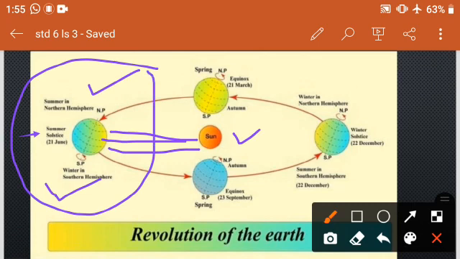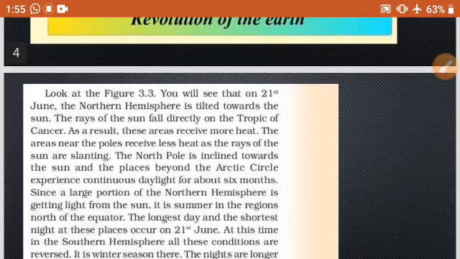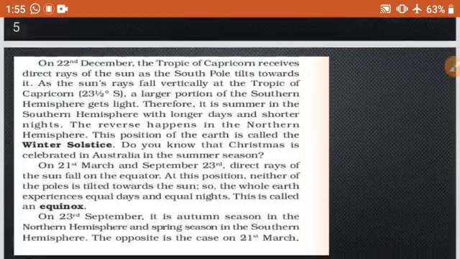When the north pole is getting a lot of heat and the south pole is receiving less heat. And this is experienced for about 6 months. So, this is called as summer solstice. It takes place on 21st of June. It is summer in the northern hemisphere and it is winter in the southern hemisphere during 21st June, which is called as summer solstice. Now let's go to the next para.